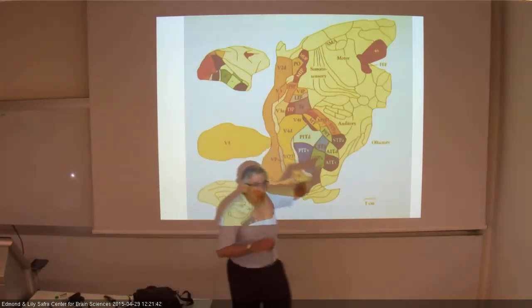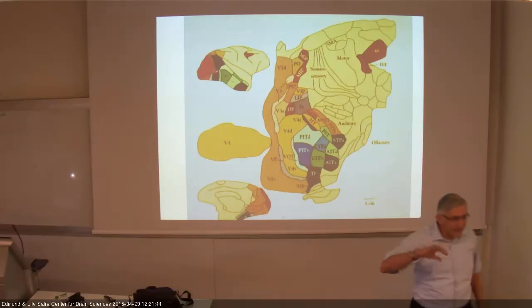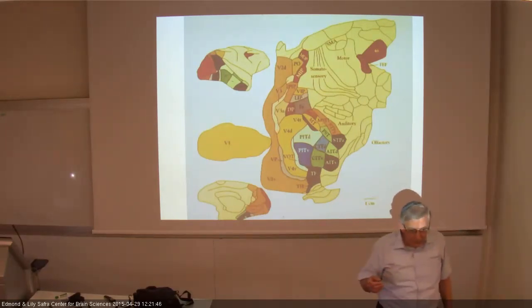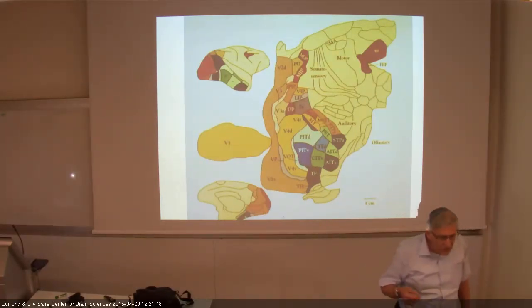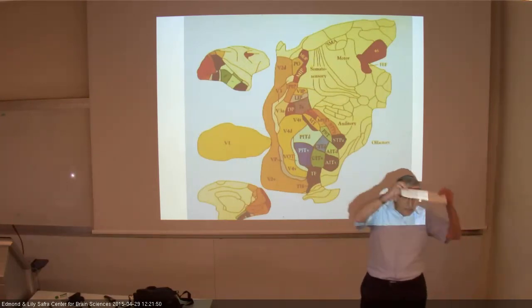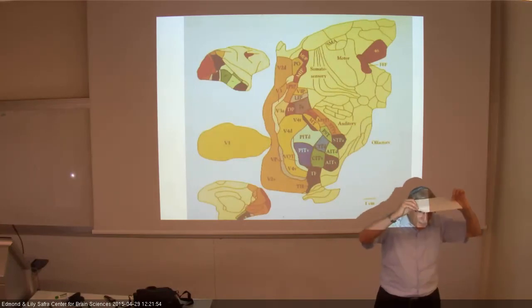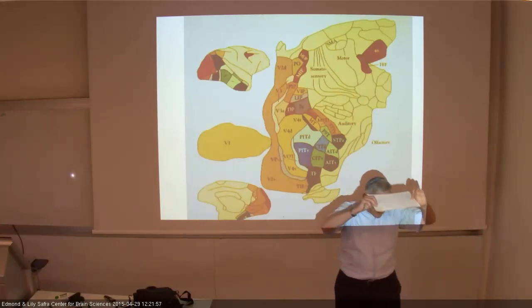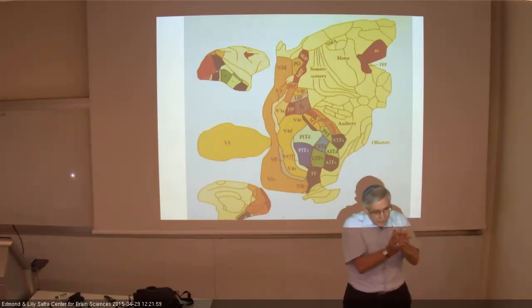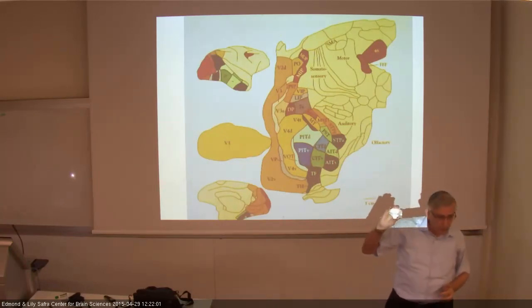Cortex. Why does the cortex look like it's got these folds? The cortex is basically a sheet about a millimeter in thickness. That's the code. It's just so that you can fit it in.